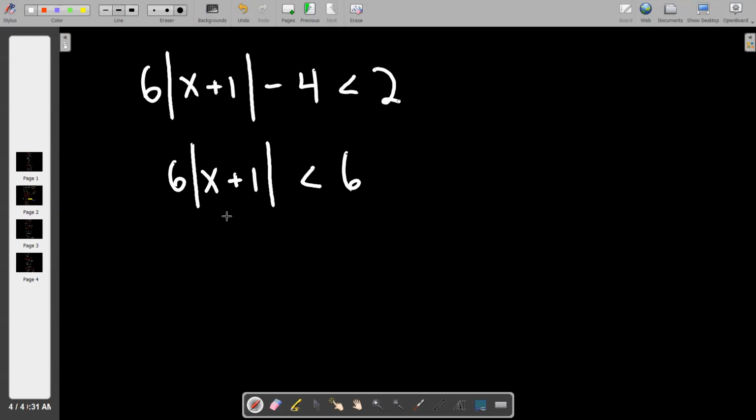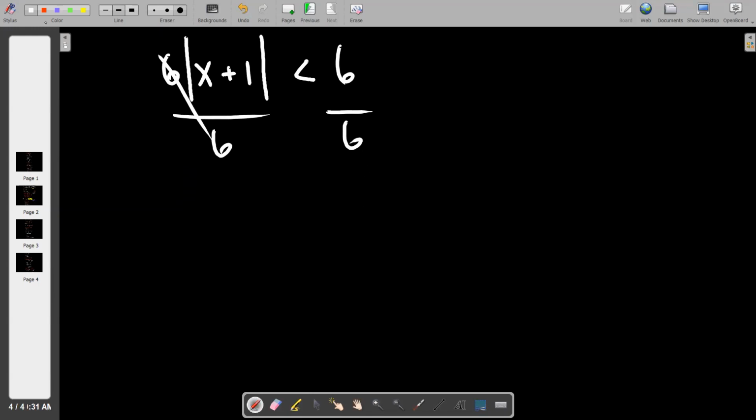We have to divide both sides by 6, like this. Right? Look at me showing my work like a champ. So now I'm at the point where I can say, thing I was trying to get by itself, you are now by yourself, and you are less than 1.